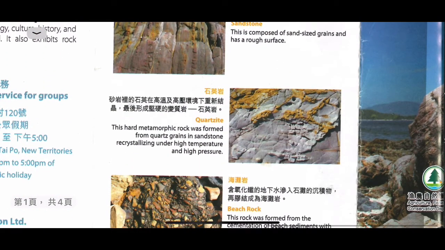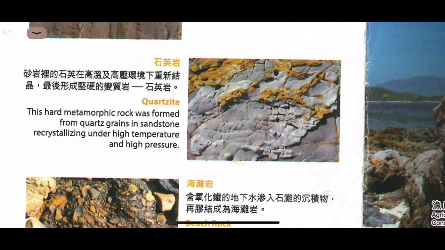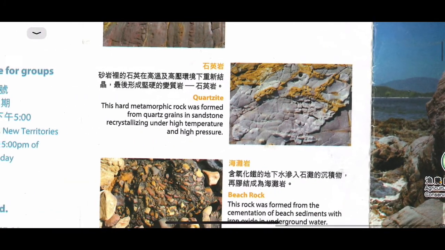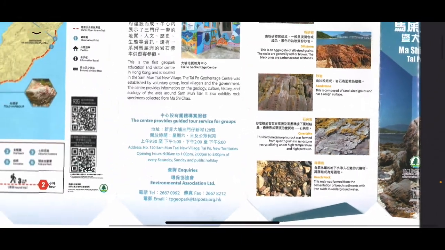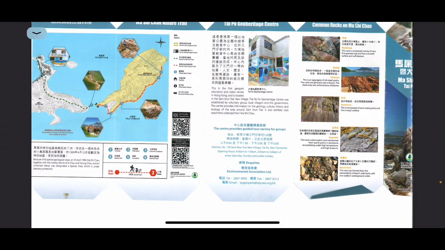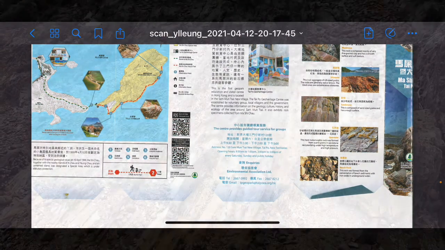What's more, we also have quartzite. What is quartzite? It is a kind of metamorphic rock that has undergone both dynamic metamorphism, which means suffering high pressure, and also a lot of high temperature, which is regarded as thermal metamorphism. Okay, so let's continue our journey at Ma Shi Chau.